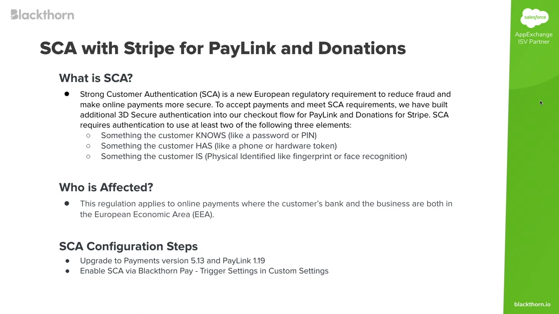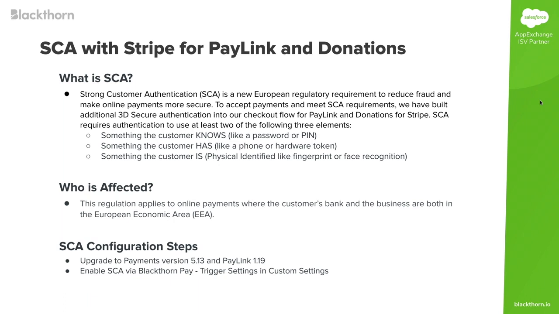The first new feature we'll talk about today is SCA with Stripe for PayLink and donations. So what is SCA? Strong customer authentication is a new European regulatory requirement to reduce fraud and make online payments more secure. To accept payments and meet SCA requirements for those customers affected, we have built additional 3D Secure authentication into our checkout flow for PayLink and donations when you're using Stripe.